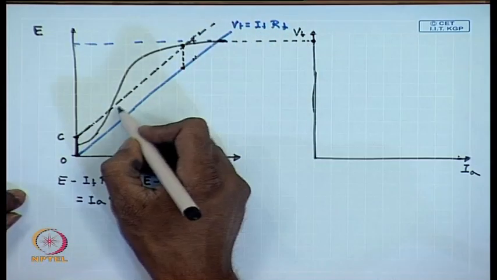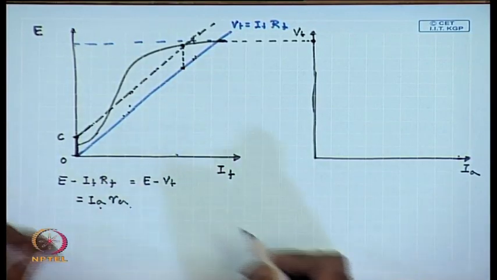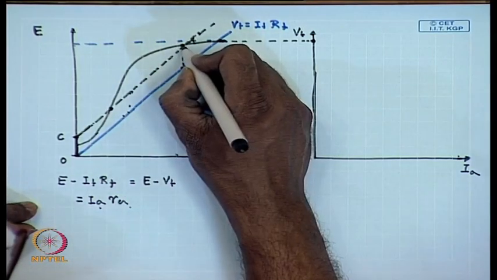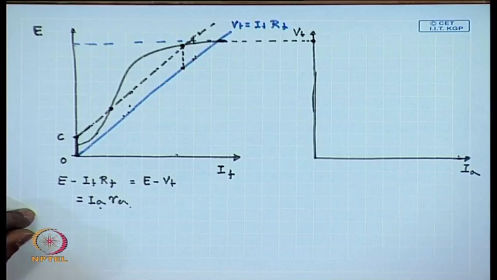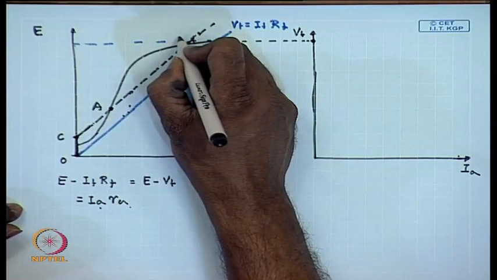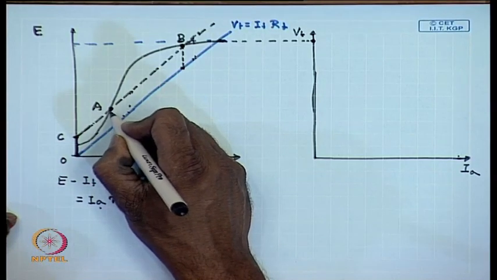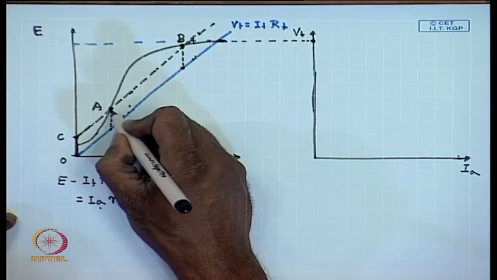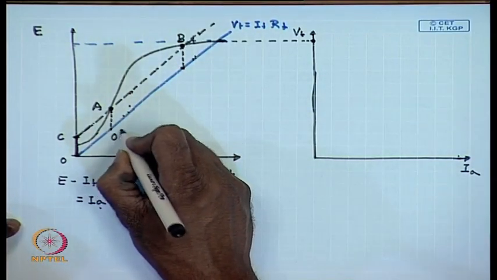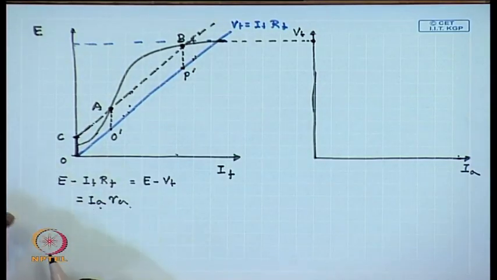So, the vertical difference between these two lines is always equal to IA RA. We see that this load line intersects the OCC at 2 points, at A and at B. The vertical distance between the line sections A O dashed and B P dashed are the same as IA RA.